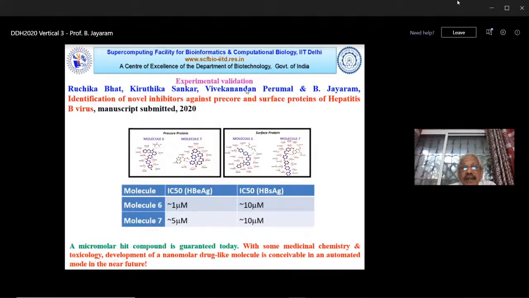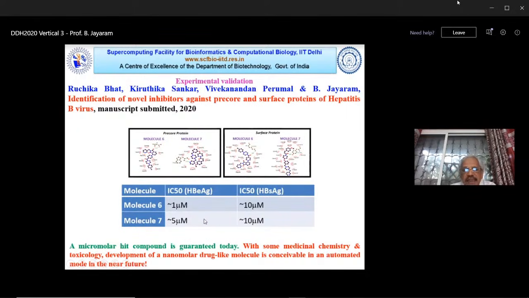So here is one validation. Vivek was my collaborator. Remember, he's a professor in biology. Ruchika is my PhD student. She did this job and we found a couple of molecules. One of them showed low micromolar activity, and surprisingly, it also shows activity against another surface antigen protein. That's an interesting side observation. But what's guaranteed is a low micromolar compound.